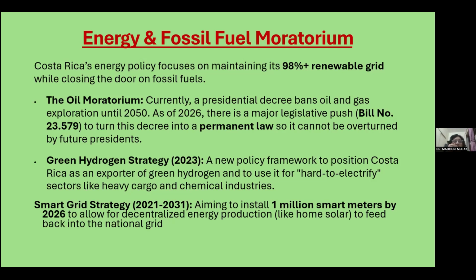Green hydrogen strategy, 2023: a new policy framework to position Costa Rica as an exporter of green hydrogen and to use it for hard to electrify sectors like heavy cargo and chemical industries. Smart grid strategy, 2021 to 2031, for 10 years, aiming to install 1 million smart meters by 2026 to allow decentralized energy production, like home solar, to feed back into the national grid.